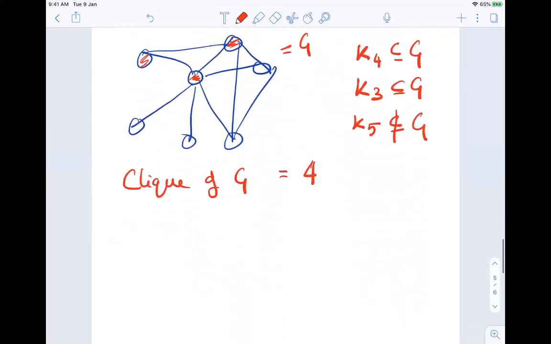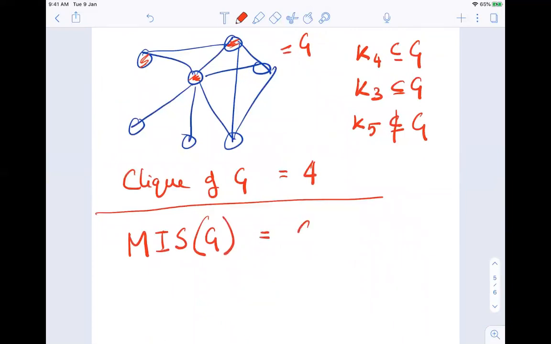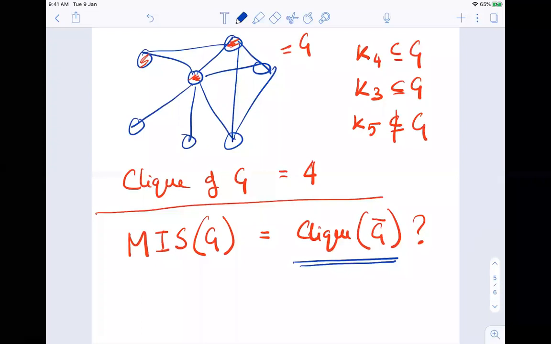So what somebody claimed is that the maximum independent set of this graph is equal to the clique number of G complement. Now, is this claim correct? This is what somebody pointed out: that for the interval graph this was the case, and I proved that this is the case. Now, this is a typical graph theory question. Is this correct?